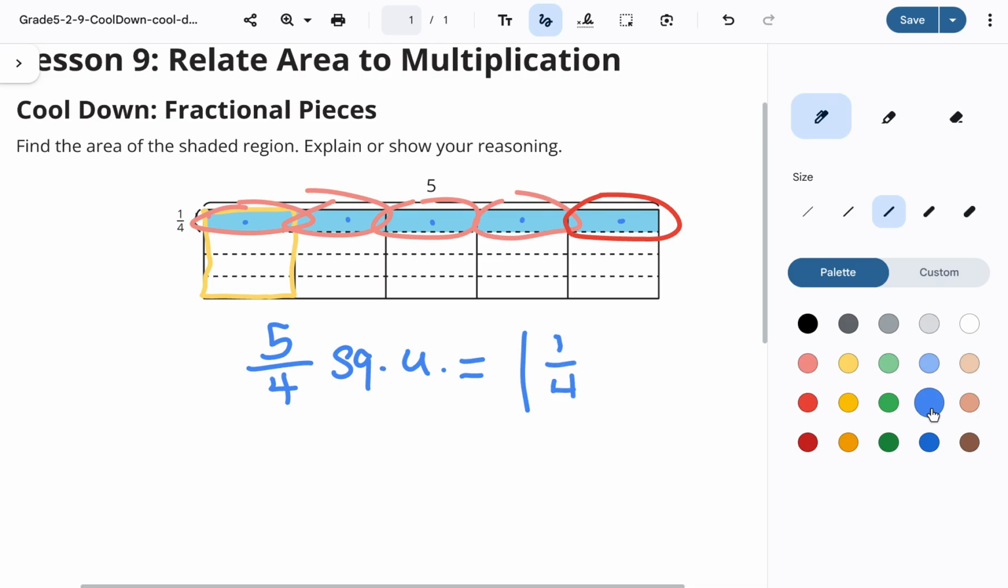So I could also turn this into a mixed number, and I could also express it as 1 and 1/4 square unit, which means the same thing as 5/4 square units. Boys and girls, that is the area that we have when we take 1/4 of 5 wholes.